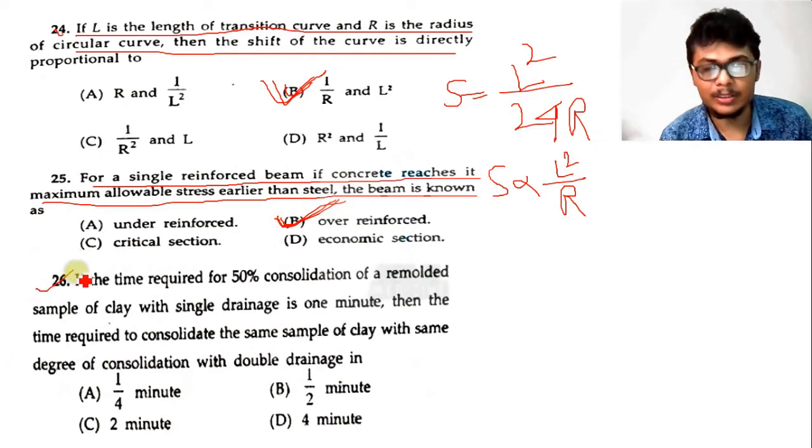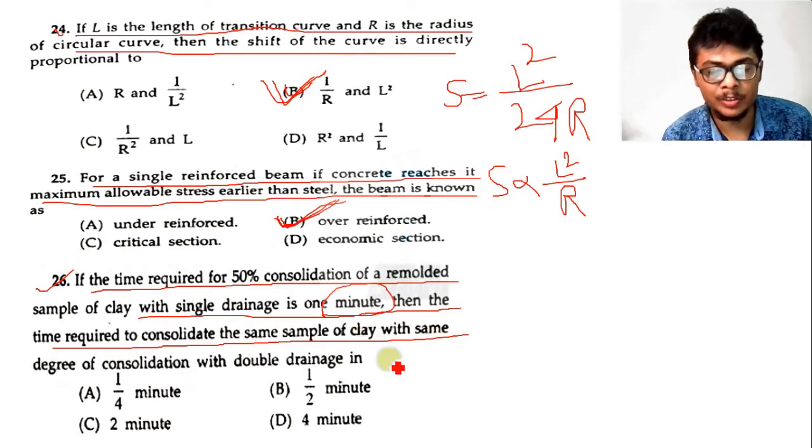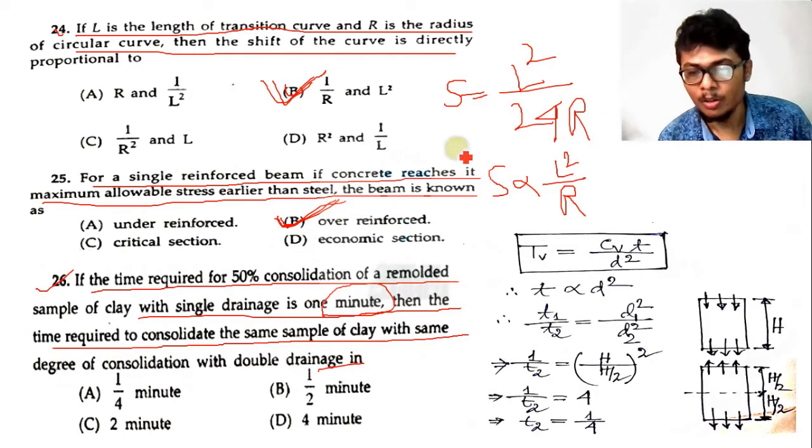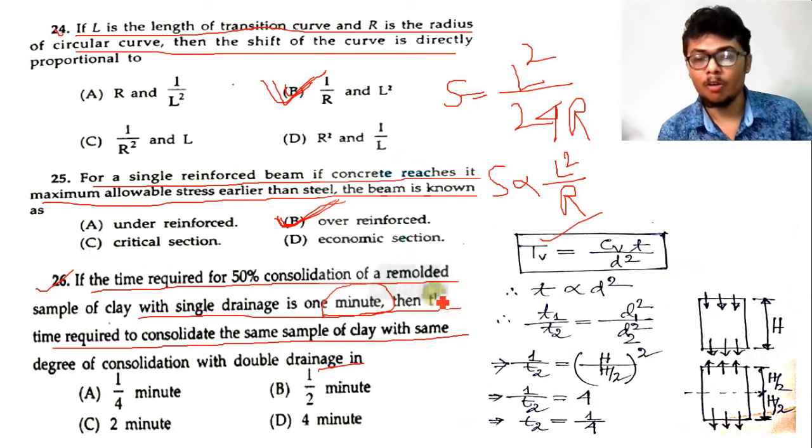Okay, next question number 26. If the time required for 50% consolidation of a remolded sample of clay with single drainage is 1 minute, then the time required to consolidate the same sample of clay with the same degree of consolidation with double drainage. Let's see the solution. This question is from soil mechanics and the chapter is consolidation.